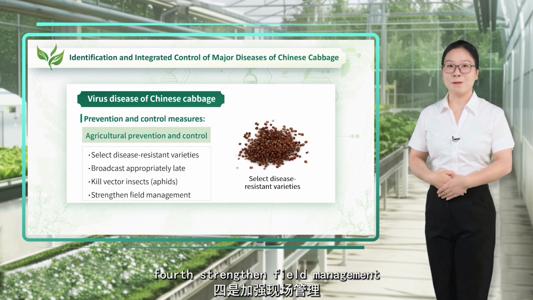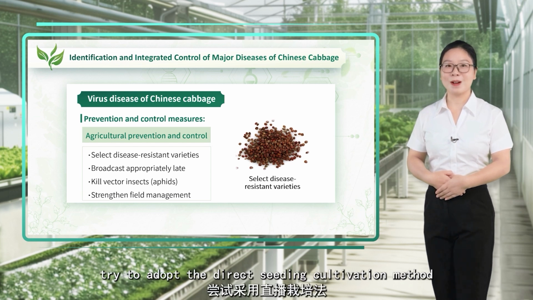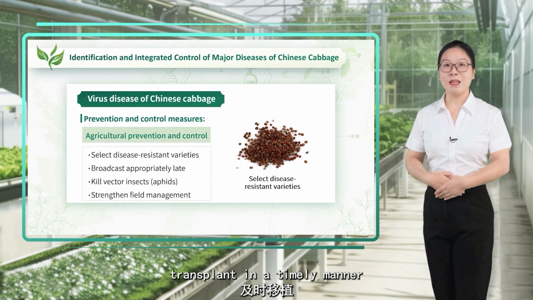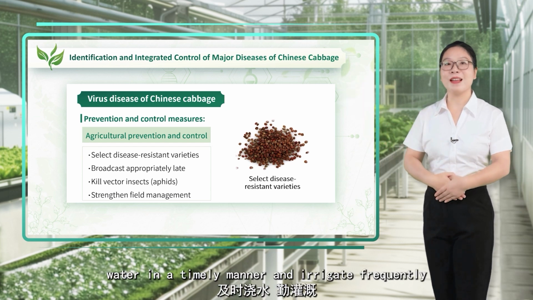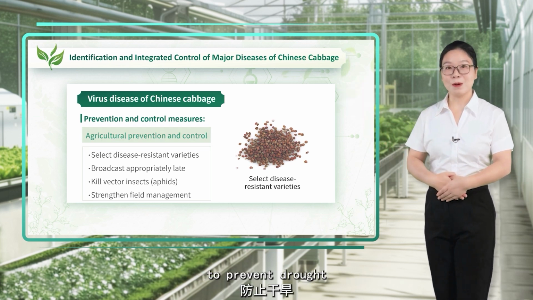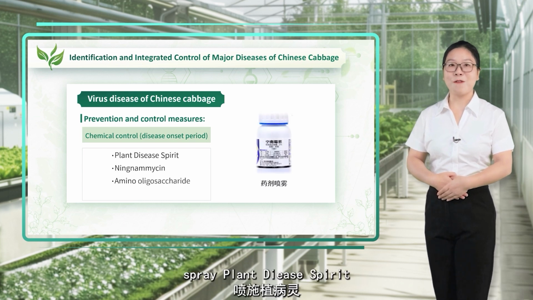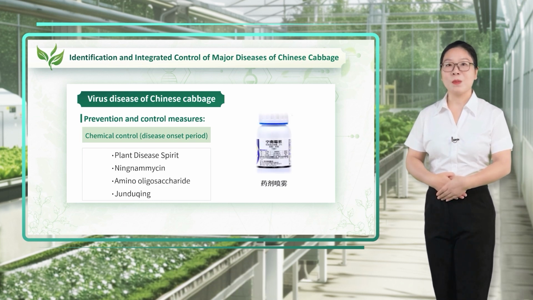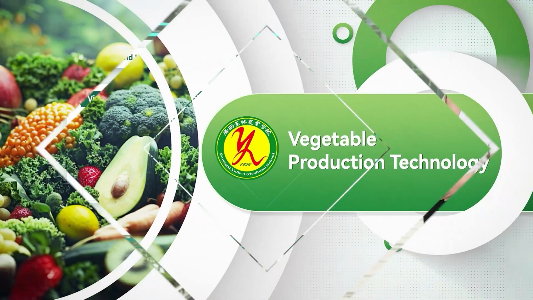Fourth, strengthen field management. Apply sufficient base fertilizer before planting. Try to adopt the direct seeding cultivation method. Transplant in a timely manner. Remove diseased seedlings. Water in a timely manner and irrigate frequently to prevent drought. At the initial stage of the disease, spray agents such as phytocin, ningnamycin, and oligochitosan.